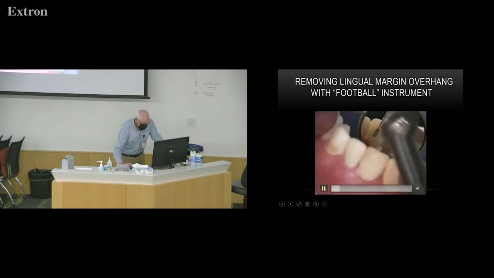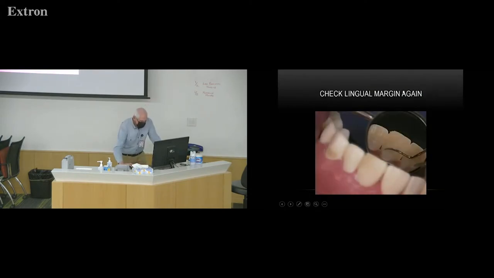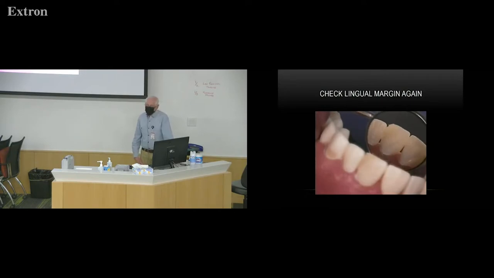If there is an overhang, then we just take it down, go back to the burr, take it down. Now we'll go back and check again with the explorer. And we don't want to feel that margin. We want it to be perfect. You can't see the overhang, but the patient feels it with their tongue.